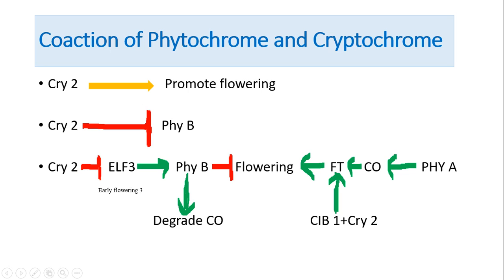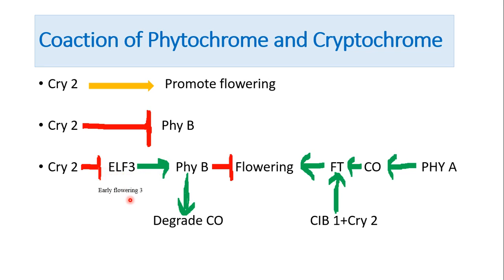Actually, you know that Cry2 will promote flowering. This is the thing that you know. Cry2 promotes flowering. Phytochrome B actually will inhibit flowering. So what cryptochrome 2 does is that it will inhibit phytochrome B. How? For the synthesis of phytochrome B, a transcription gene, ELF3, is needed.